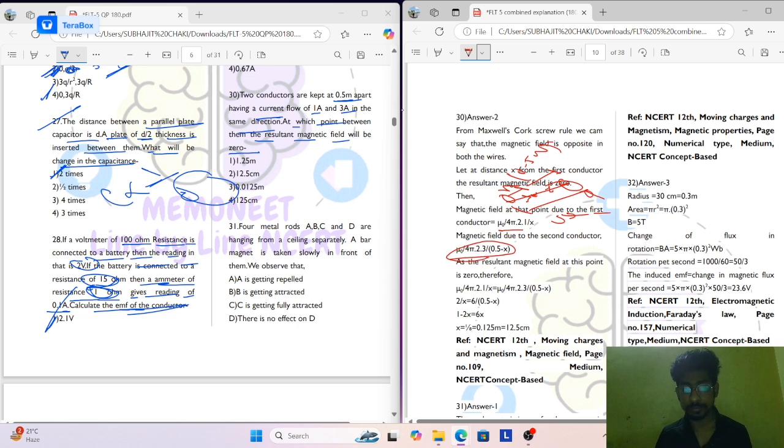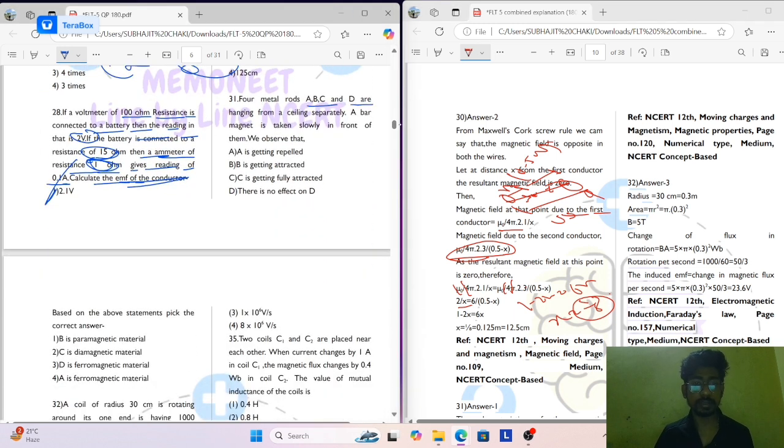So what we will get, this 2 by x equals 2 to the 6, this. So 0.5 minus x means 1 into minus 2x equals 6x. So x will be equal to what, 1 by 8, 0.125, or 12.5 centimeter.